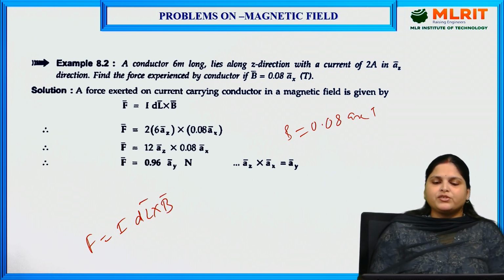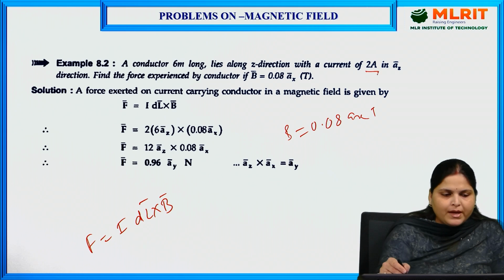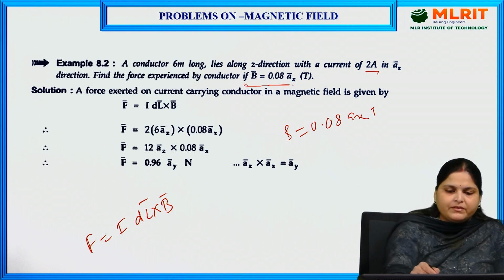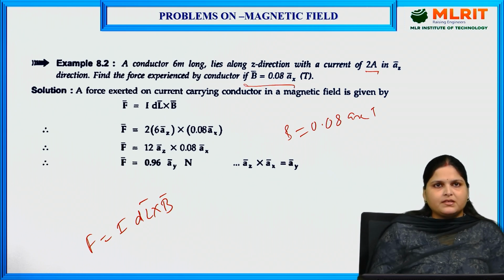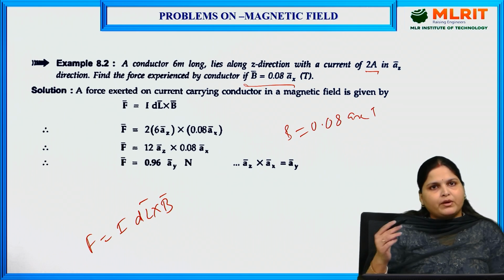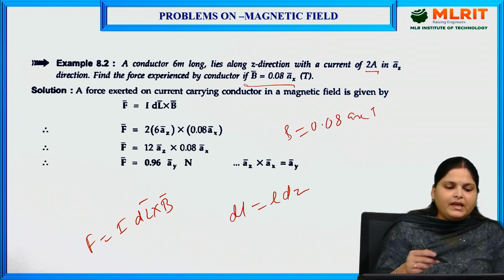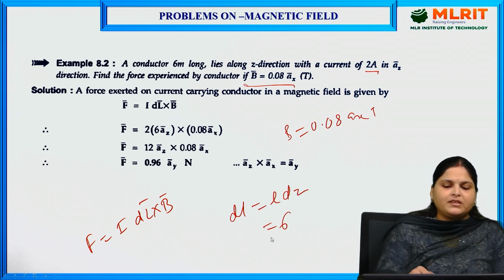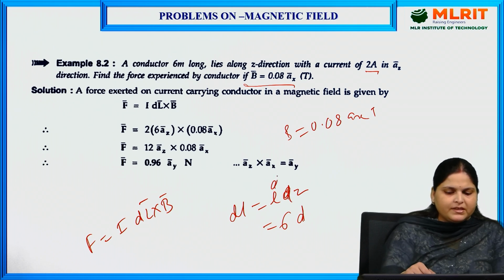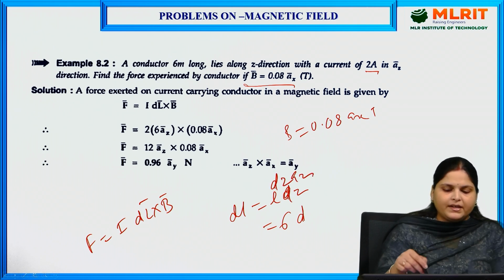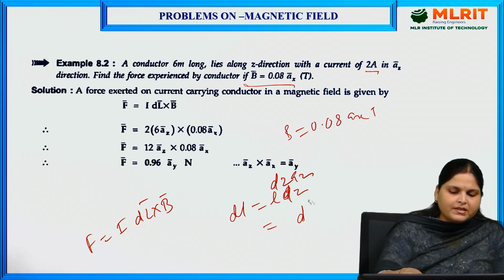So in this question everything is given. I is equal to 2 ampere, B is given as 0.08 ax, and dl, because it is along the Z direction, can be taken as L dz. L is given as 6 meter, and it is written as dz az. So this will become 6 az.